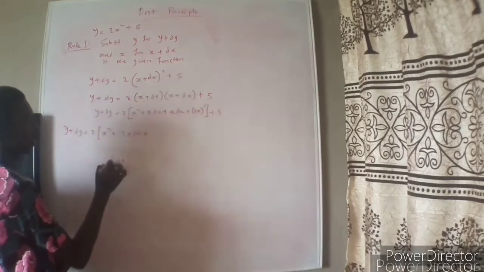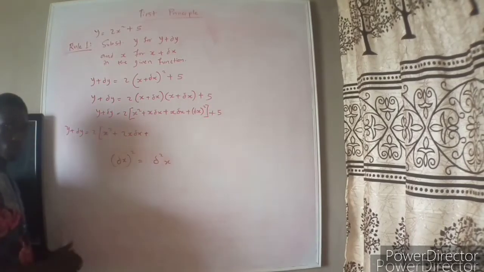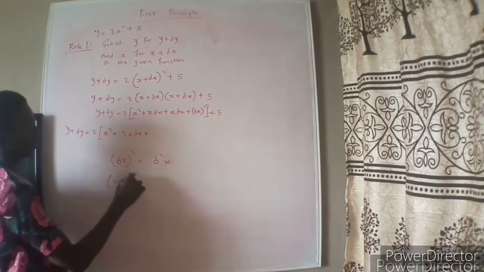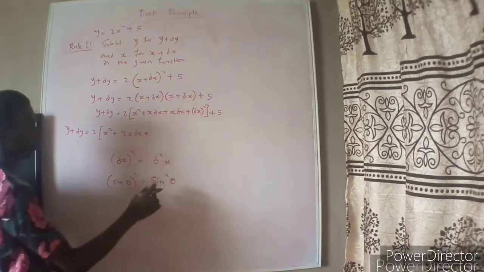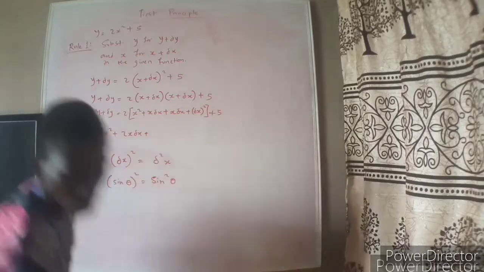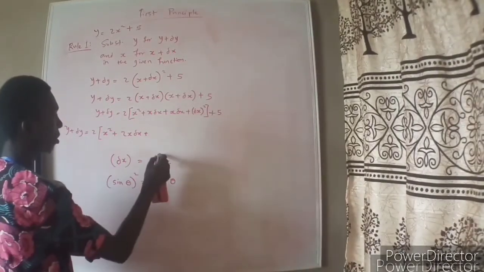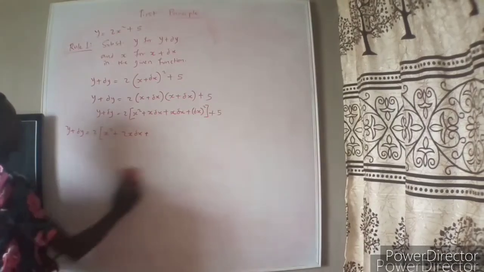When I have delta x all squared, it is equal to the 2x. Just like when we have sine theta all squared, we will say it is equal to sine squared theta. So that's just it. So even if it is cubed, it will be the 3x. So that's that.